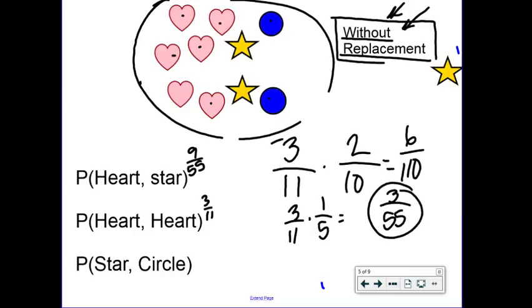Remember, if you get stuck and you did 6 divided by 110 in your calculator, 0.054. What's 3 divided by 55? You'll see it's the exact same.